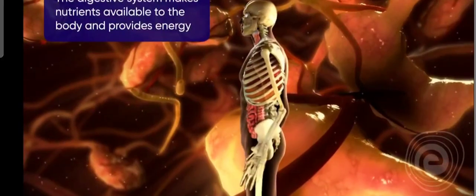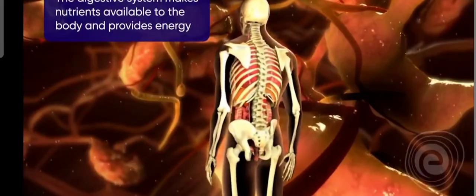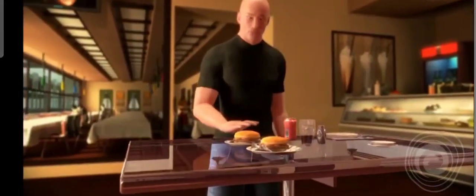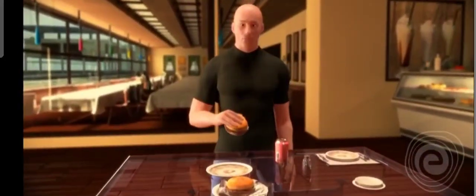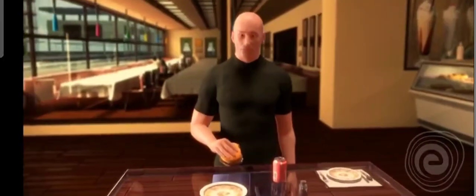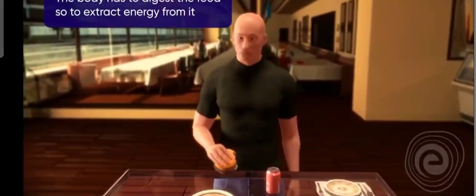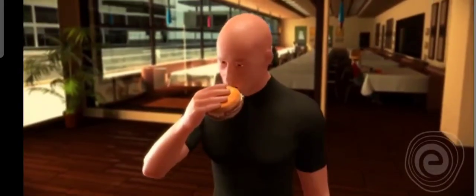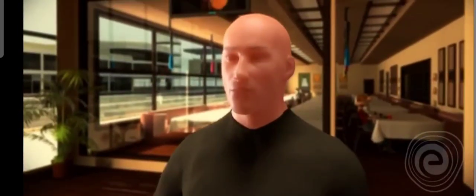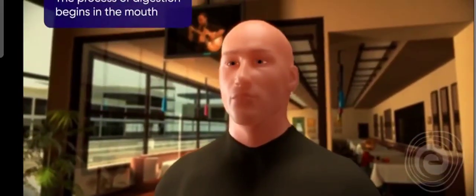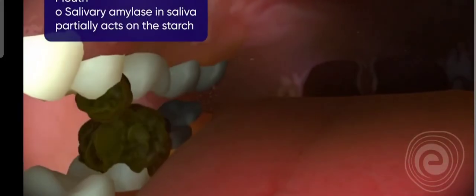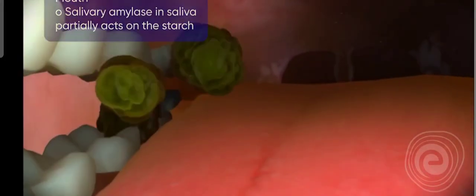The digestive system makes nutrients available to the body and provides energy. The body gets energy from the delicious food we eat. But the food we eat is actually the raw material, and the body has to extract energy from it by digesting it. As we bite the food and chew it, the process of digestion begins in the mouth. It is the first step in the long process of digestion.